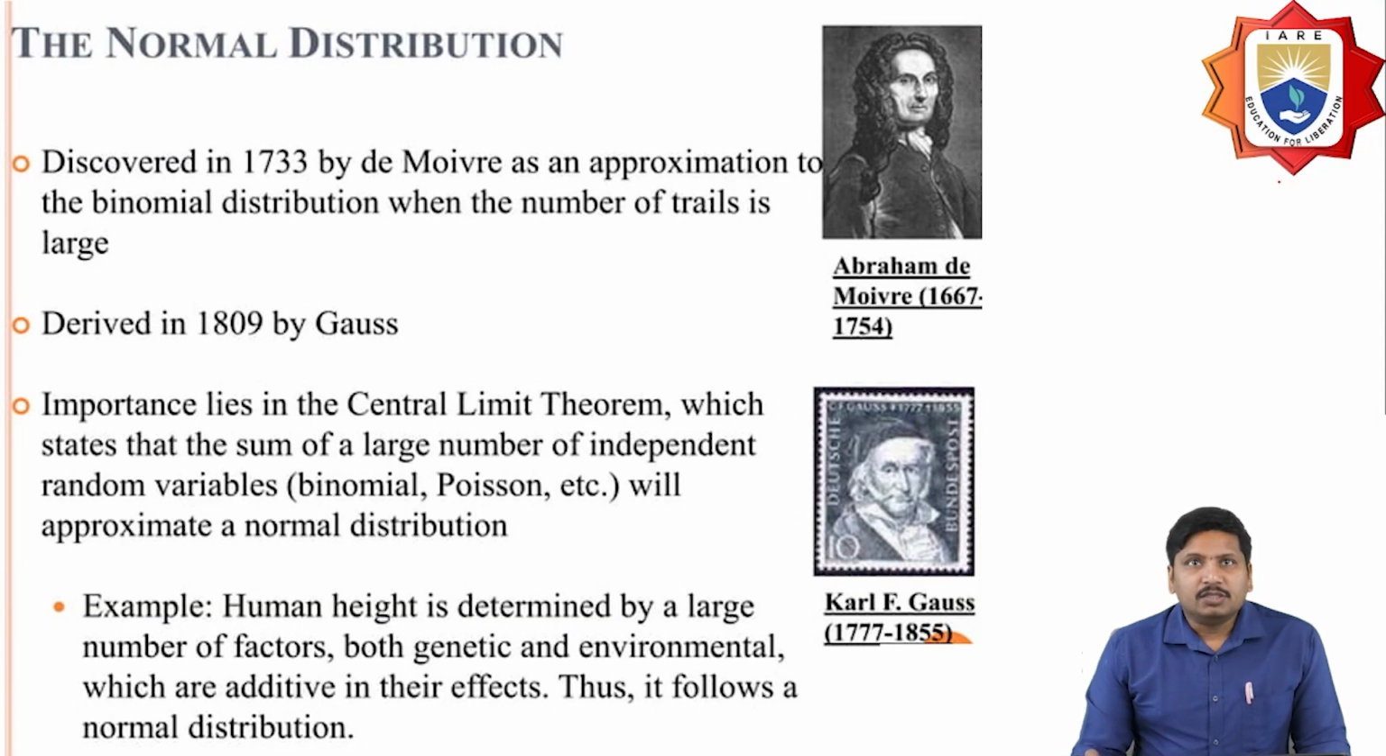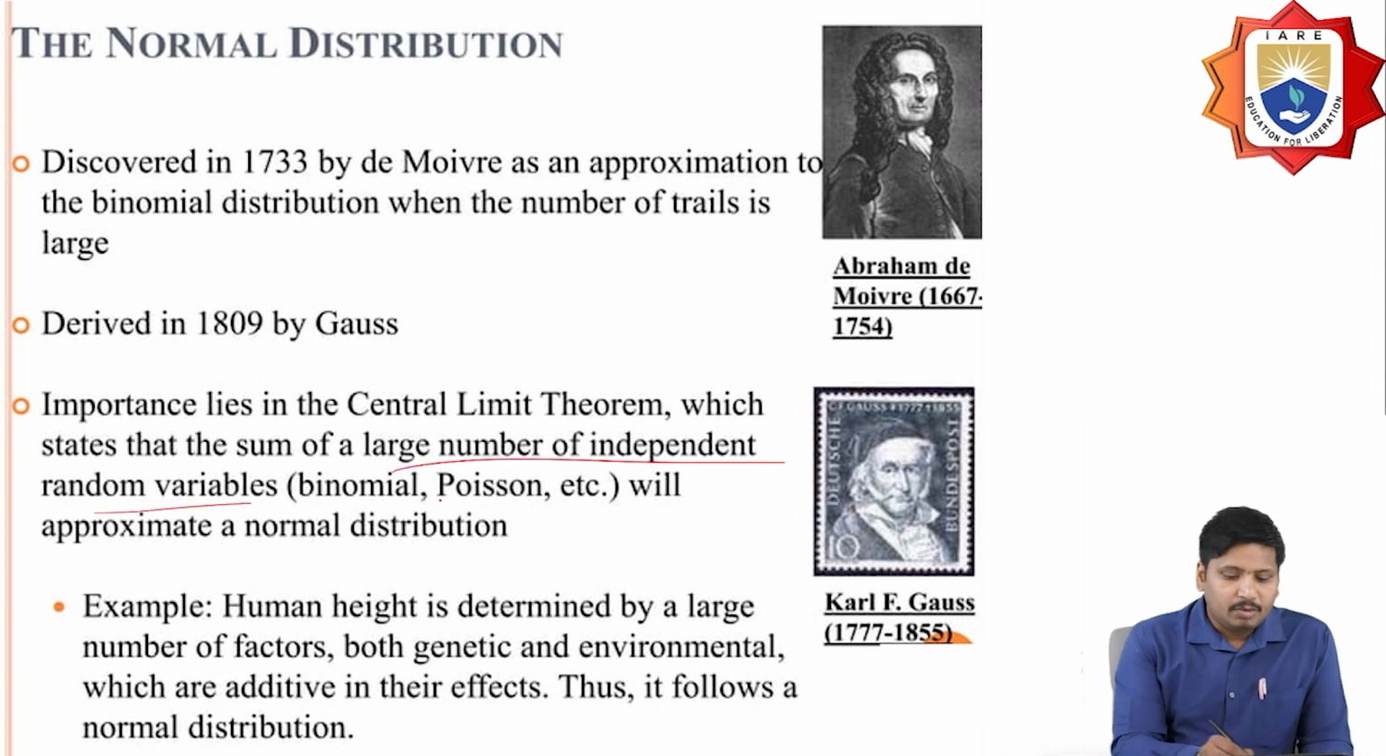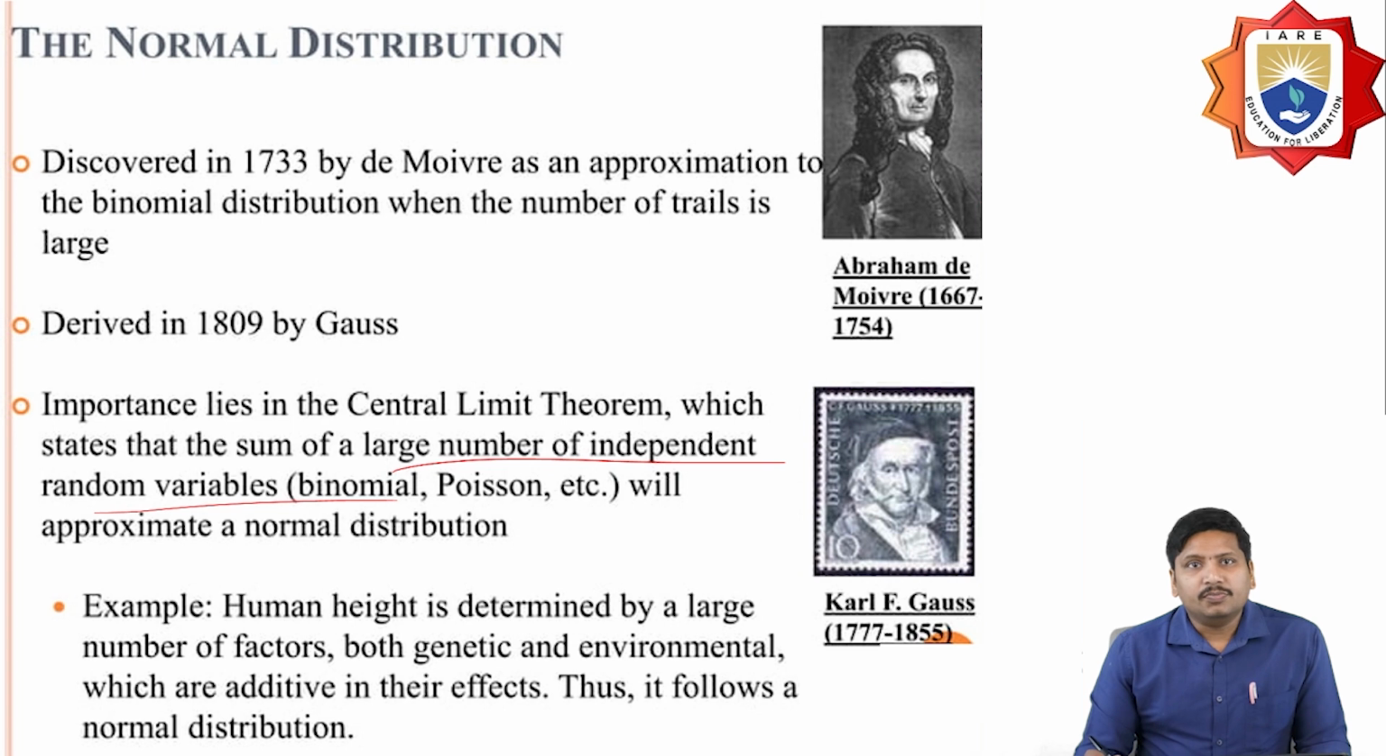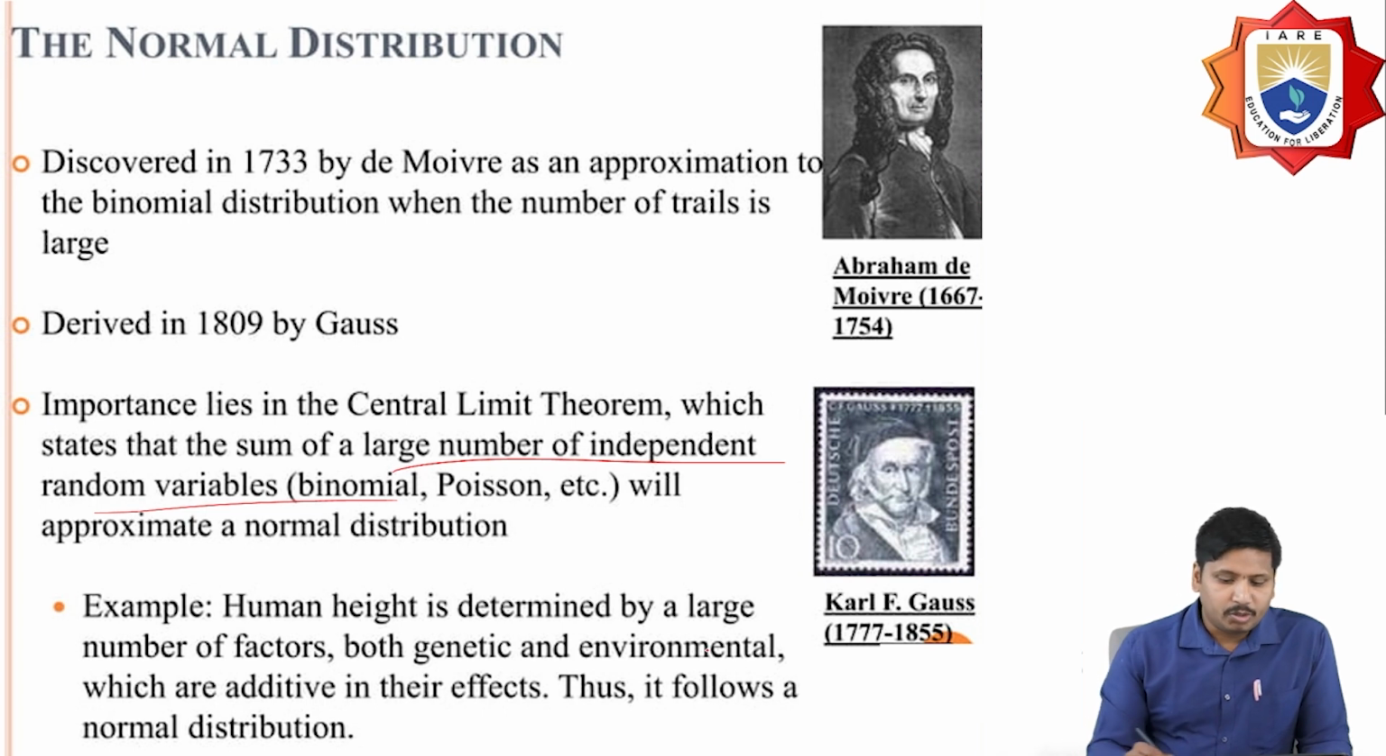So the very first thing is the normal distribution. This was discovered in 1733 by De Moivre as an approximation to the binomial distribution when the number of trials is large, and it was derived in 1809 by Gauss. Its importance lies mainly in the central limit theorem, which states that a large number of independent random variables, such as binomial, Poisson and other distributions, will approximate a normal distribution.